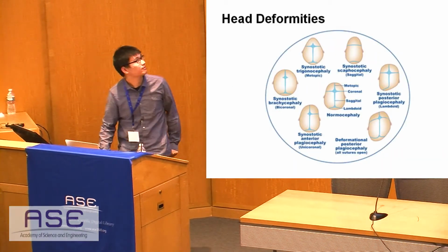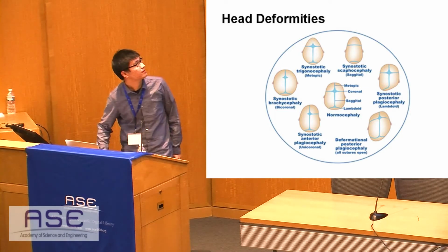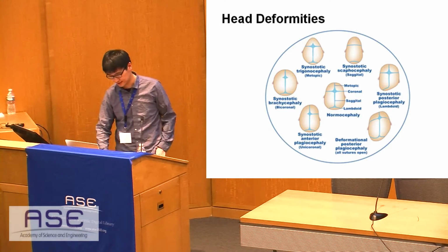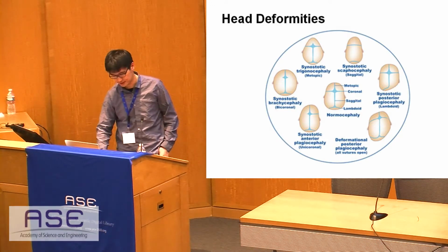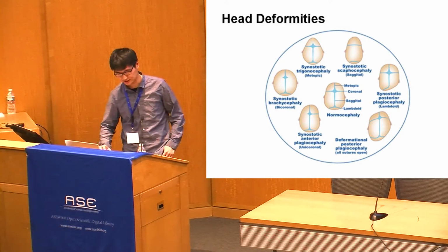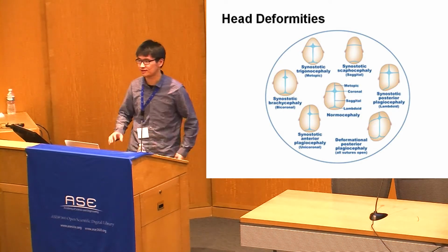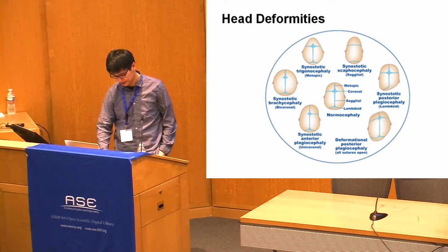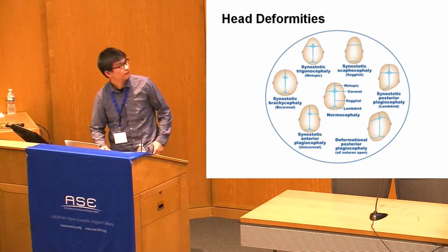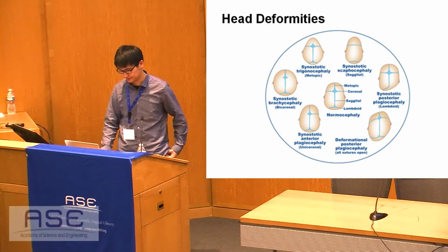So here are some examples of the different kinds of head deformity. As you can see, there are lots of seams in the baby's head. At different ages of the baby, these seams are going to close. But if they close a little bit earlier, then there are going to be lots of problems. When this is the case, the doctor needs to fix all of the problems.